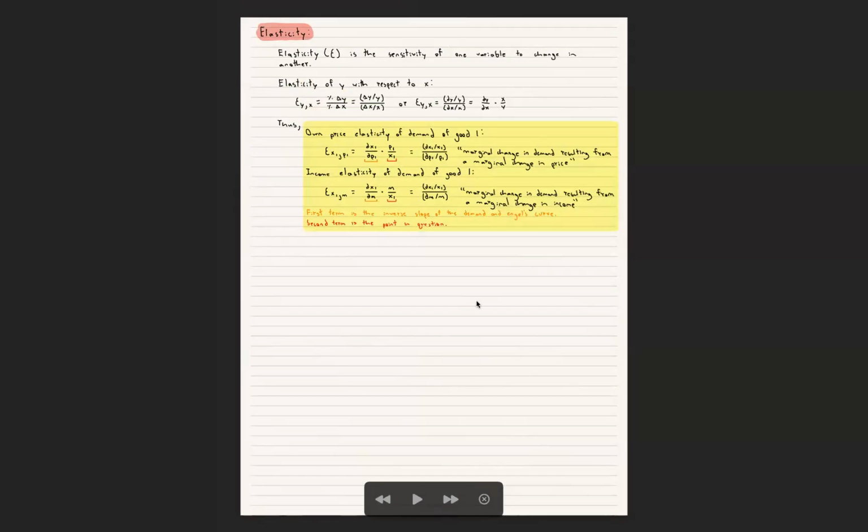We'll cover elasticity as well, but basically elasticity is the sensitivity of one variable to a change in another. So for example, the elasticity of good Y with respect to X is just going to be your percentage change in good Y divided by your percentage change in good X. We have that denoted via calculus there. And of course, this means that the price elasticity of demand of good 1 is going to equal this. That's just saying your marginal change in demand resulting from a marginal change in price.